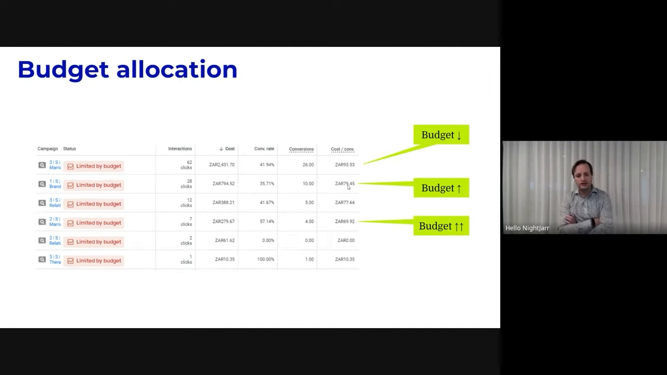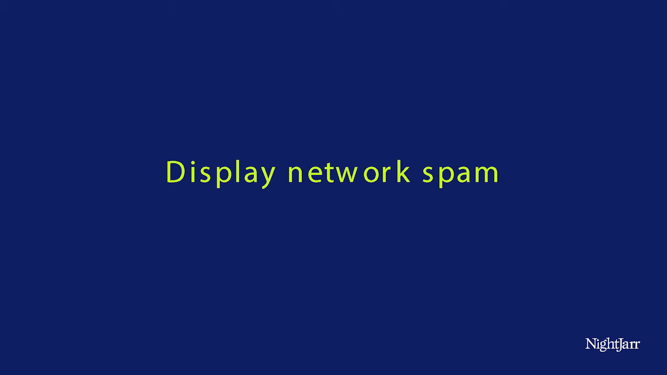So within half an hour's worth of work, you can reduce the cost per acquisition by probably 10 to 15%. So let's talk about the display network.